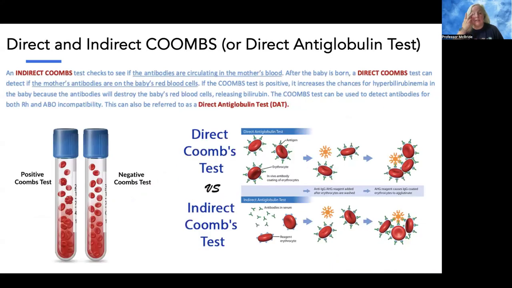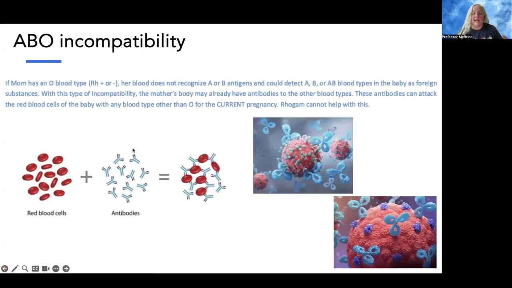So how can we test for this? A direct or an indirect Coombs test. The Coombs test looks for antibodies. In an indirect Coombs test, we're looking for antibodies in the mom's bloodstream. So if we go back to the previous slide, that's this first picture, okay?